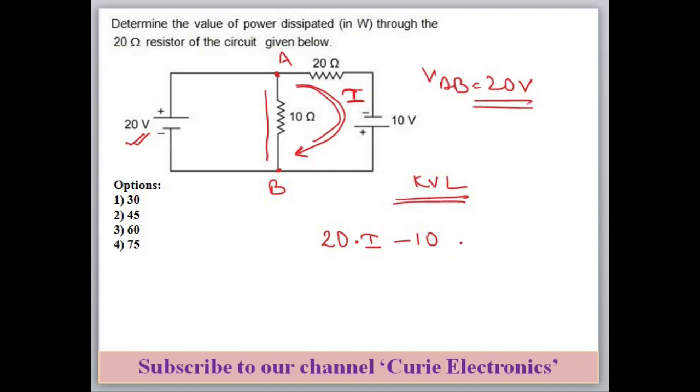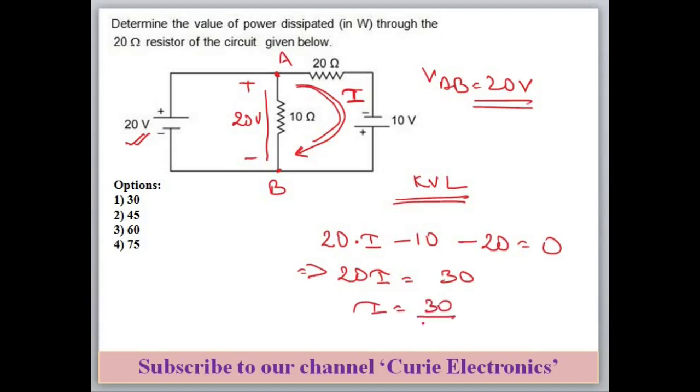20I minus 10, and here it is 20 volt. That 20 volt is plus here, minus here. So if you are going like this, here it is minus to plus. Minus to plus means minus 20 is equal to 0. It means 20I is equal to 30. Your I will be equal to 30 by 20, that is 3 by 2 ampere.